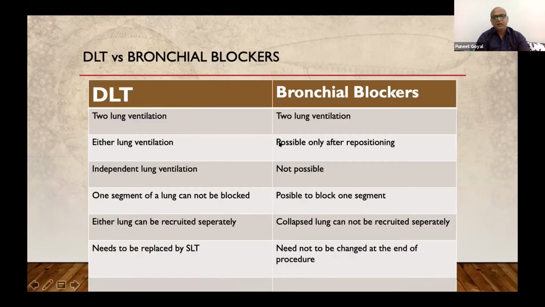The various pros and cons between the DLTs and the bronchial blockers. We can easily achieve 2 lung ventilation with both of them. Then independent lung ventilation is possible with DLT, whereas with bronchial blockers, it's not possible. And either lung can be recruited separately. If you are using a bronchial blocker, the collapsed lung cannot be recruited separately. And the DLT needs to be replaced by a single lumen tube at the end of the surgery. This is a major disadvantage. Whereas with bronchial blockers, you can simply pull it out, and the single lumen endotracheal tube, which is there, will remain inside.